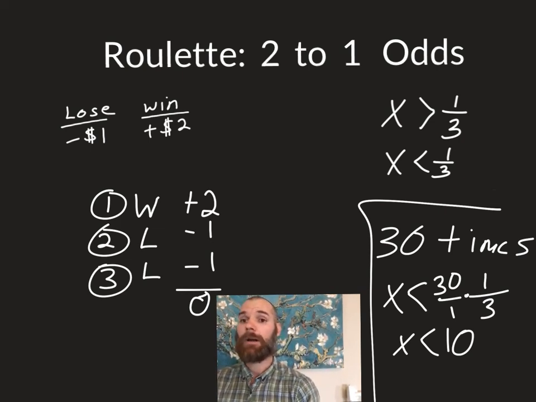So if I won 9 times or less, so if I won 0 times or 1 time or 2 times or 3, 4, 5, 6, 7, 8, 9, anywhere from 0 to 9, that cumulative result, I would be losing money. Okay, hopefully this helps.